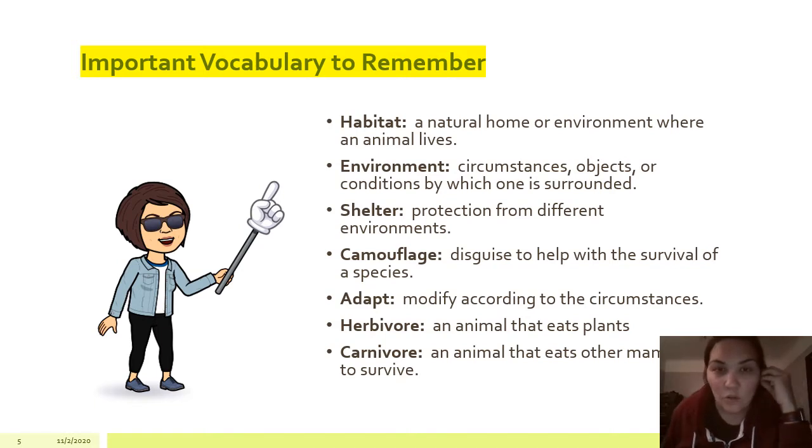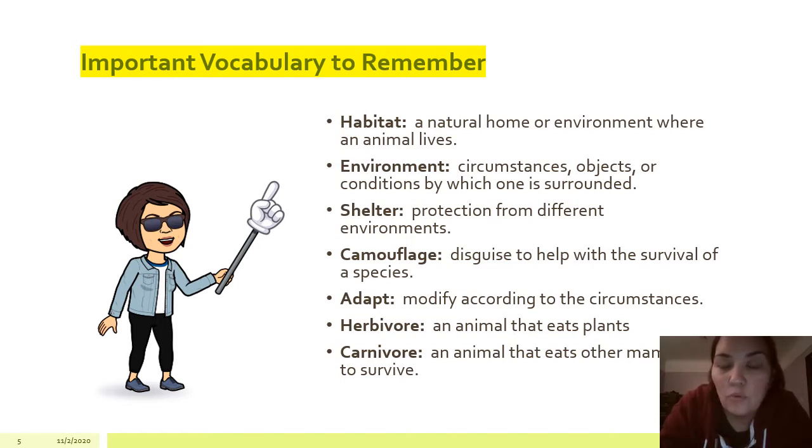Okay, so first things first, a habitat. Habitat is the main word that we're going to be talking about today, and that is a natural home or environment where an animal lives. Okay, so are we animals? Yeah, we are animals. Now, you may not have known that. Some of you may think just say human, but humans are animals. We're also known as mammals.